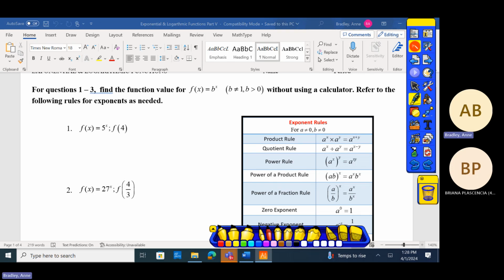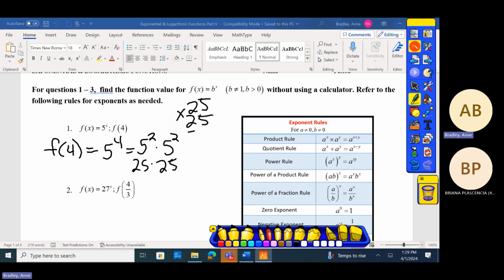So it says, find the function value without using a calculator and refer to the following rules. For this particular problem, they want us to input 4 without using a calculator. I'm going to split that up just so I can do it in my mind. So I have 5 squared times 5 squared, because I know 5 squared and 5 squared gives me 5 to the 4th. So I have 25 times 25. And if I go off to the side and multiply 25 times 25, I end up with 625. So I can say 5 to the 4th is equal to 625.